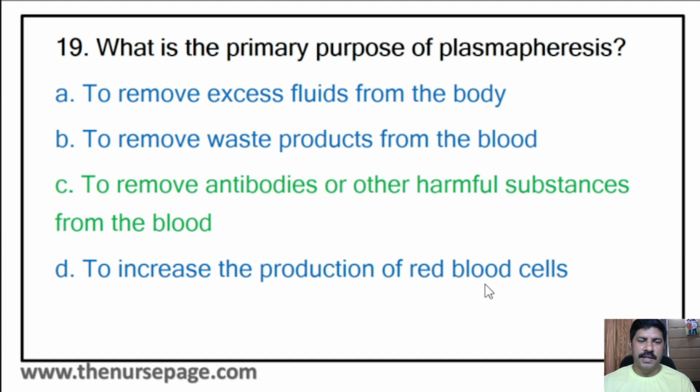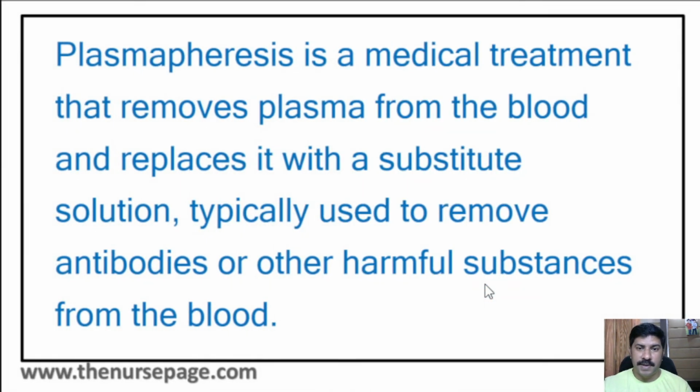Usually it is used in cases of autoimmune diseases, where antibodies are against our own immune system. In those cases, plasmapheresis will remove the excess antibodies, the antibodies that attack our own immune system. Plasmapheresis is a medical treatment that removes plasma from the blood and replaces it with a substitute solution, typically used to remove antibodies or other harmful substances from the blood.